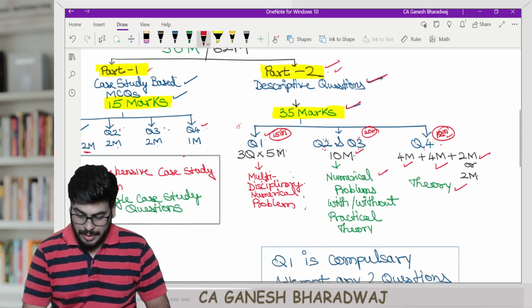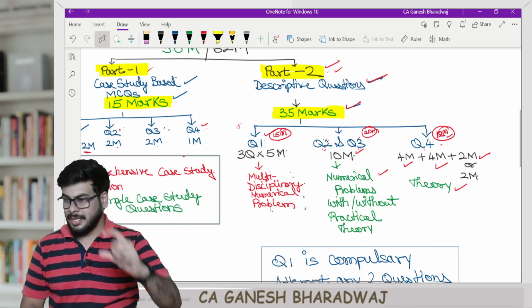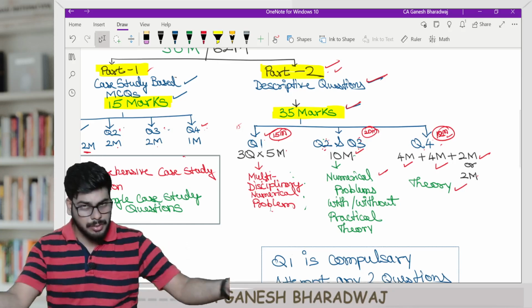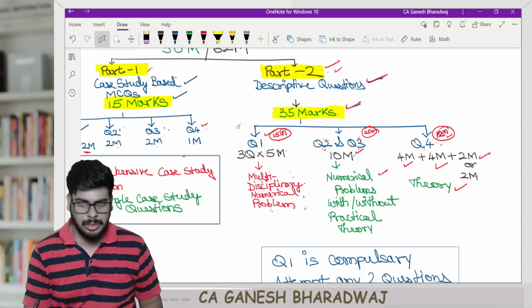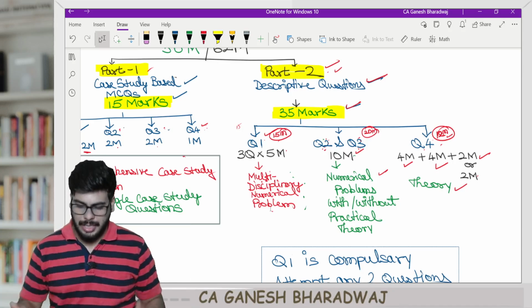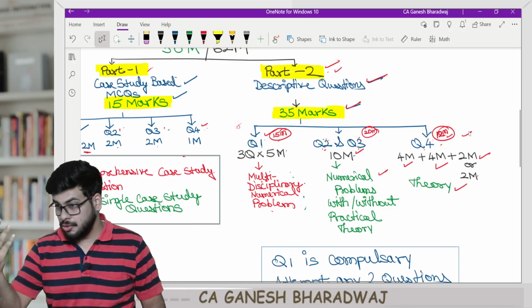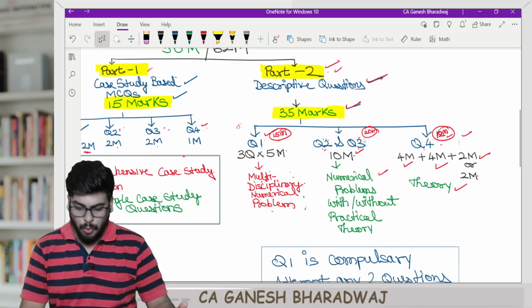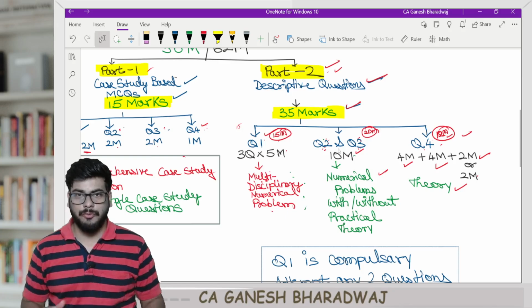And this question number 1, I'm calling it a multidisciplinary numerical problem because there are 3 standalone questions. Each of these 3 standalone questions will mostly come from 3 different chapters, and out of the remaining component, you can just attempt any 2. So if you're comfortable attempting theory, please go for it. Or if you want to attempt numerical problems, if you're comfortable with that, you can even go for it. Clear with this, guys?